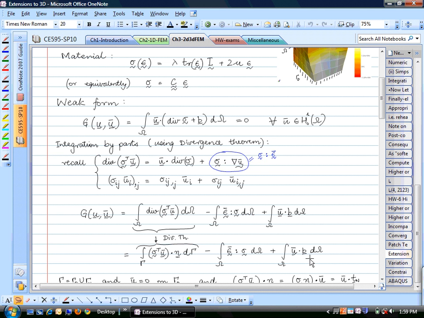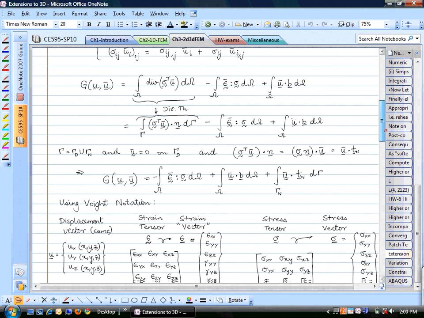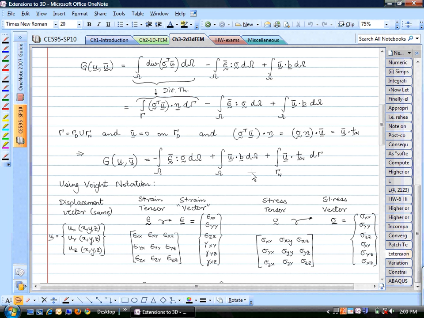And the rest of the stuff remains the same. This is your internal virtual work. The sum of this and this is your external virtual work. So ultimately you get this as the weak form. This is also something that we derived for 2-dimensional cases. And now you will introduce the Voigt notation. This is your displacement vector. This remains the same because it was 3 cross 1. Whether you use Voigt or not, it doesn't matter.